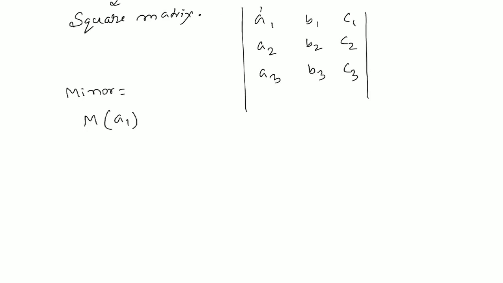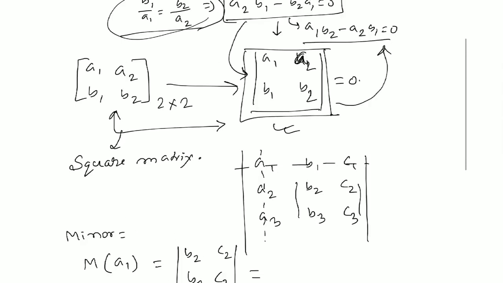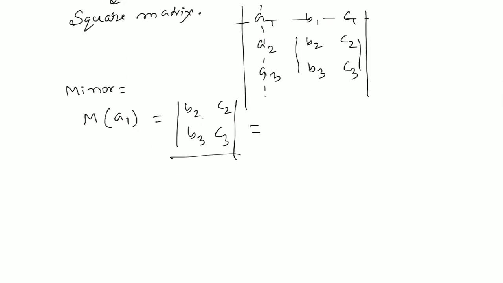Now, an important term is minor. If we are asked to find the minor of a1, then eliminate its row and column, and the remaining elements will be represented as a determinant, which is the minor of that element. We know this arrangement's value, that is b2 c3 minus b3 c2.